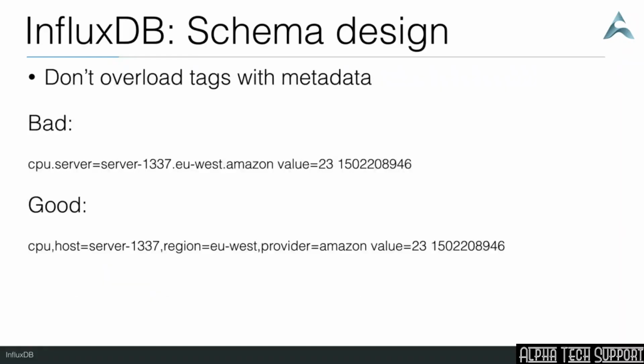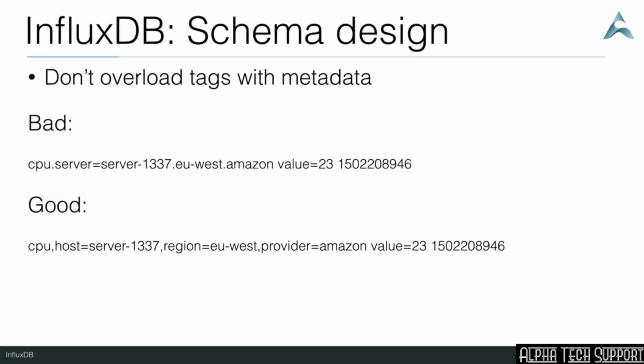Don't overload tags with metadata. Another bad practice is to overload tags. So here we see an example where cpu.server equals server-1337.eu-west.amazon value 23 and a timestamp. That's two different pieces of information that we have encoded into a single tag. Server is the tag key, but we have multiple pieces of metadata here. We have both the server name, it's server1337, located in the EU West, and the provider is Amazon.